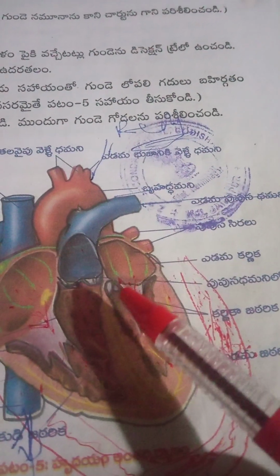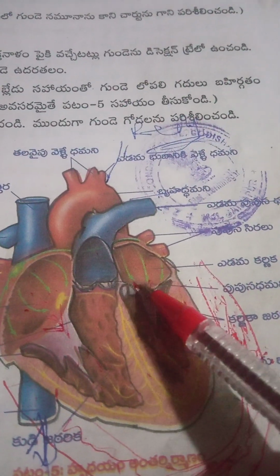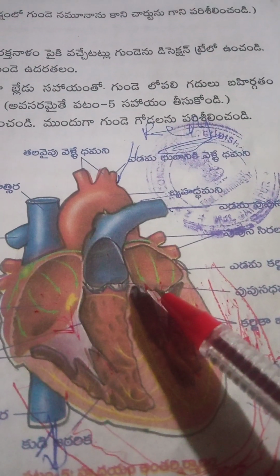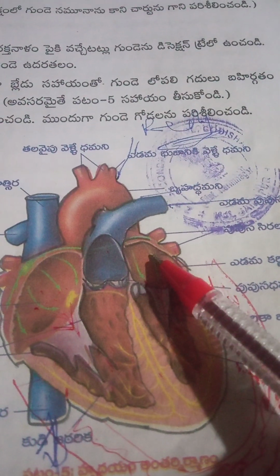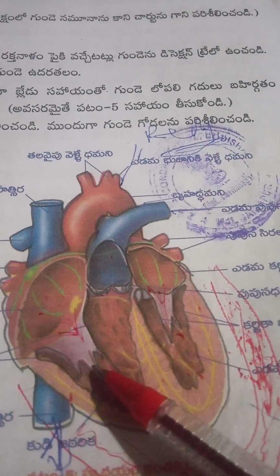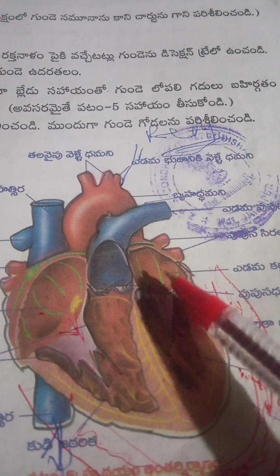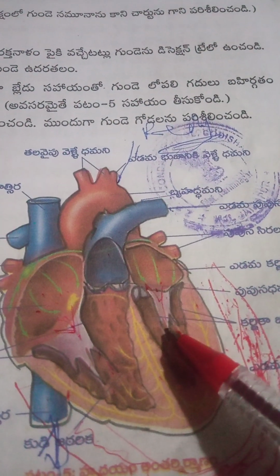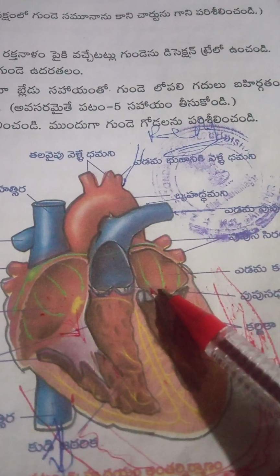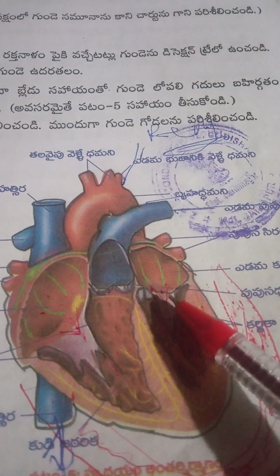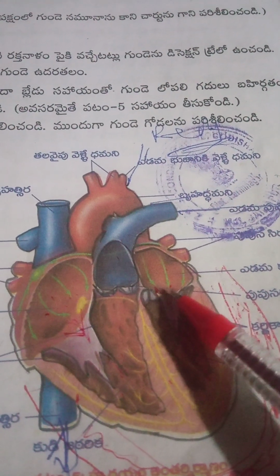At the same time, there is an opening on the septa in between the left auricle and left ventricle. This is the right auricle, right ventricle. This is the left auricle, left ventricle. The opening on the septa in between the left auricle and left ventricle is called the bicuspid valve, or also called the mitral valve.